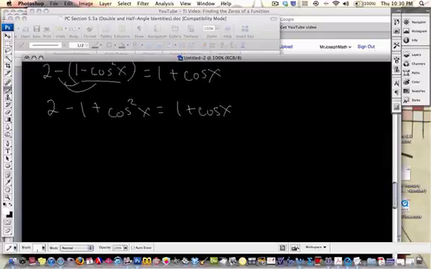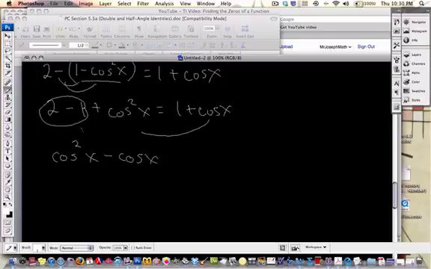Now we're going to push everything to one side of the equation and put it in standard form. So cosine squared x minus cosine x, just brought this over, minus 1. Well, let's look. Here we have 2 minus 1, which is 1, and then subtracting this 1. So that's just all the constants, 1, negative 1, and 2, they add to 0. This is what we end up with. Now we need to solve this for x.